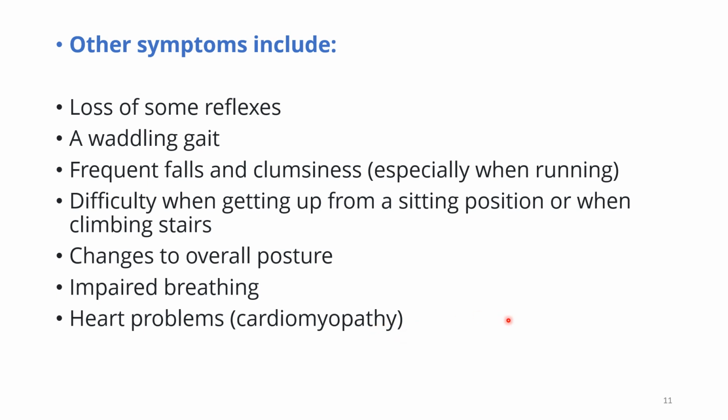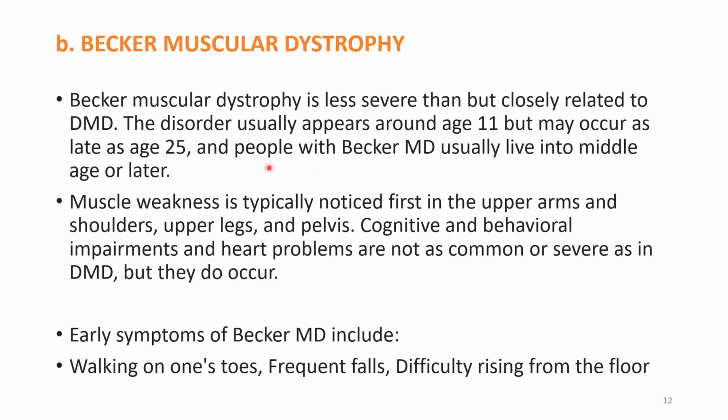Next, coming to BMD, that is Becker muscular dystrophy. Becker muscular dystrophy is less severe than, but closely related to, Duchenne muscular dystrophy. The disorder usually appears around age 11 but may occur as late as age 25. And people with Becker muscular dystrophy usually live into middle age.